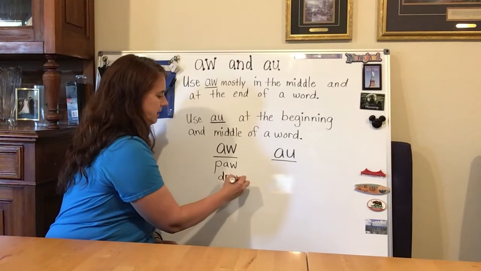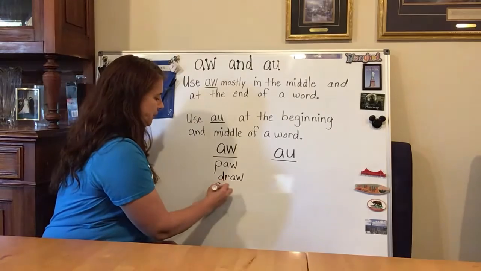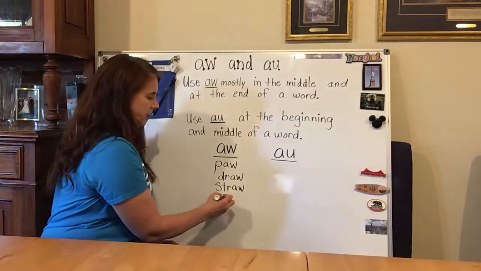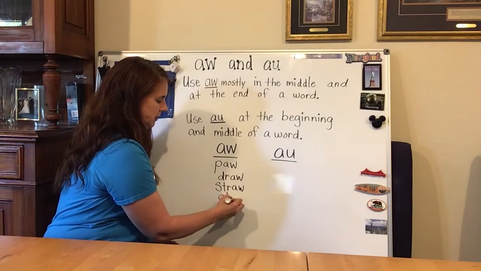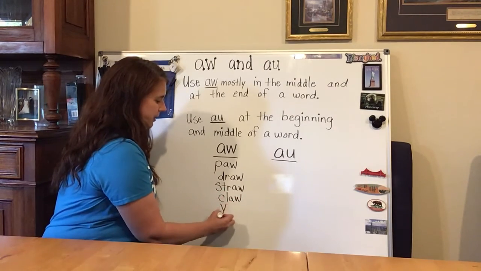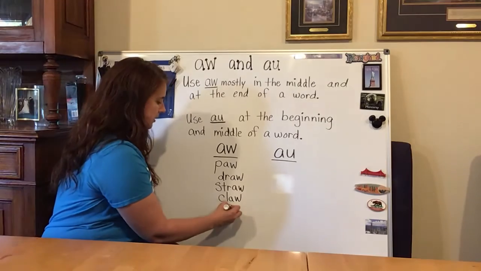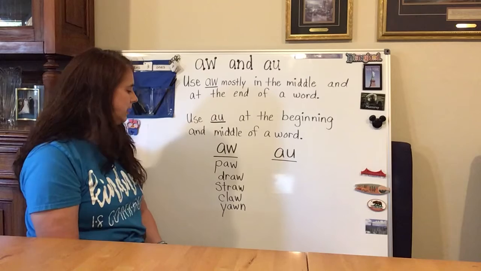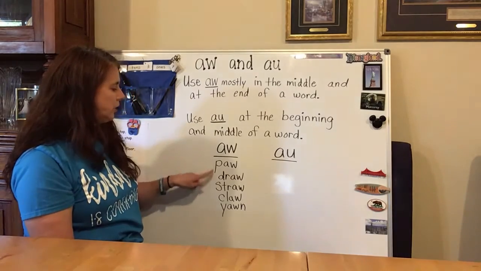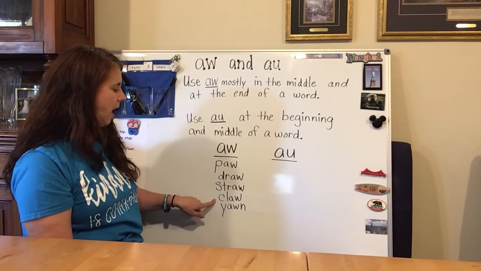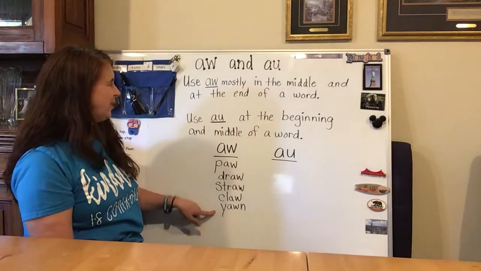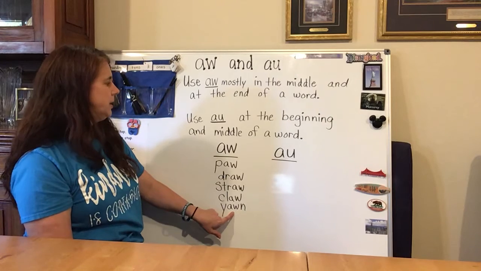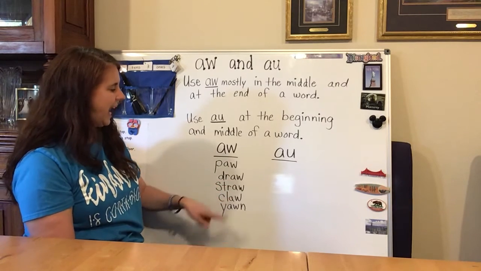Draw. Straw. Use a straw in your drink. Claw. Yawn. Can you see that down there? Yeah, yawn. Wanted to make sure I wasn't going too far down where you couldn't see. So paw, draw, straw, claw, yawn. So those were, here's one in the middle. Yawn is in the middle, but the rest of them have the "ah" at the end.